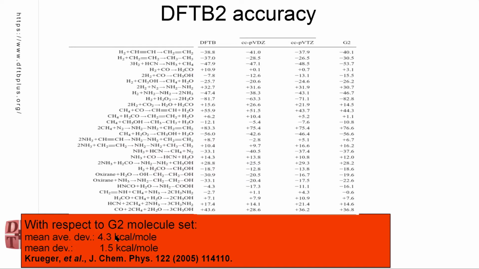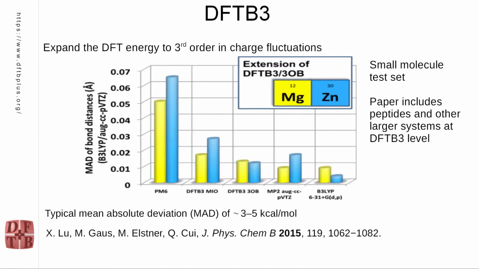I mentioned DFTB3. That actually gives you a slight improvement. The paper here was primarily focused on bioinorganic systems, particularly magnesium and zinc containing systems. And again, you can get a distinct improvement in the fitting for these kinds of things. So that particular paper was developing what's called the 3OB set. And again, you can get reasonably good mean average deviations for these slightly more challenging organometallic systems.